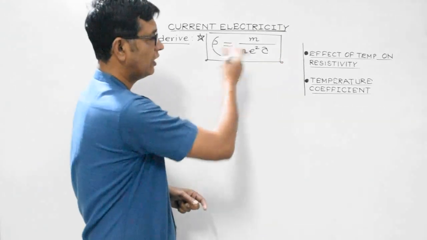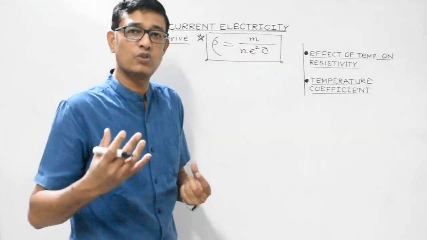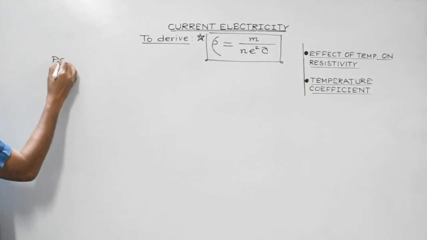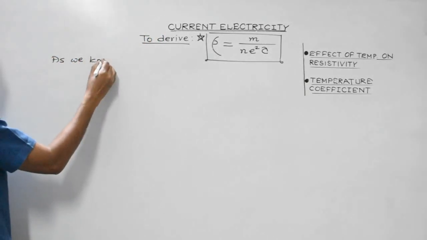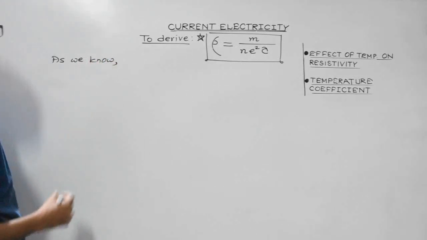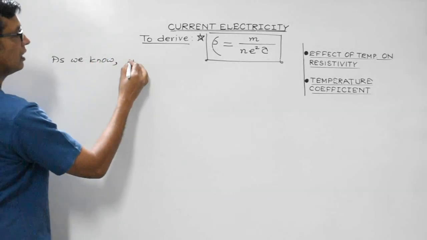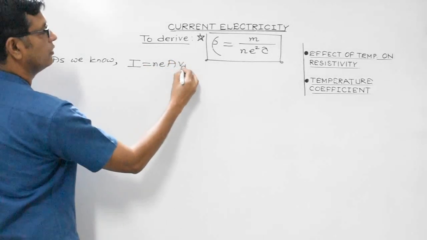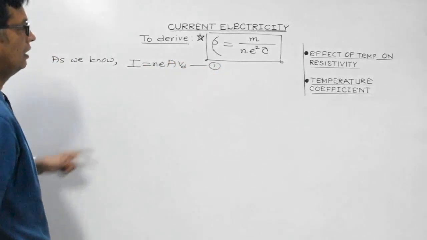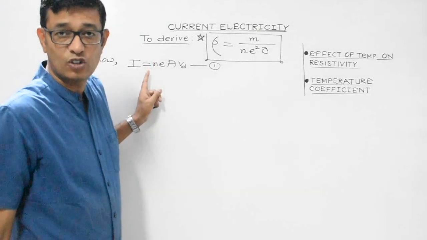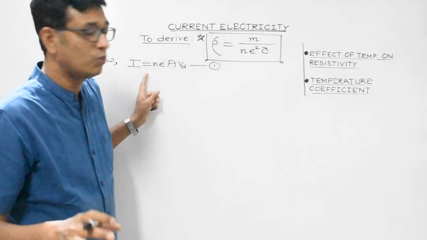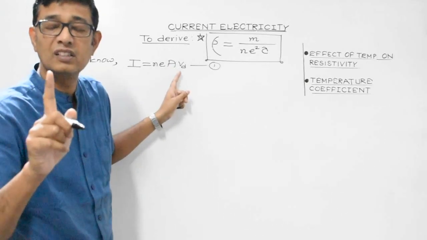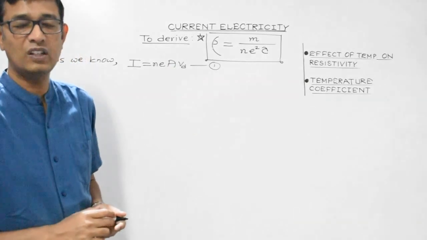So in order to verify this, we'll make use of the expressions which we have earlier proved. As we know, the relationship between current and the drift velocity: current is given by I equals n e A vd. We all are aware of it. n is the number density of electrons, that is the number of electrons per unit volume. A is the cross-sectional area of the conductor. vd, students, remember, is the drift velocity of the electrons, right?